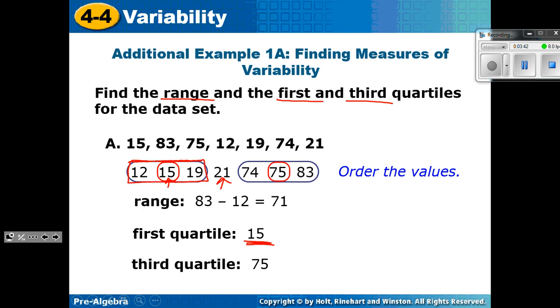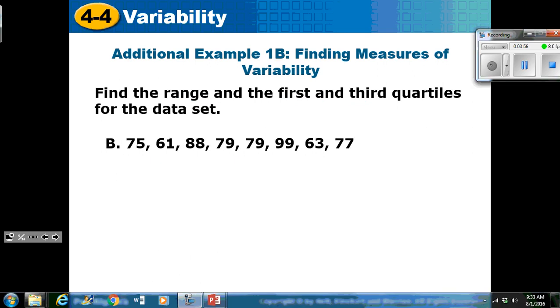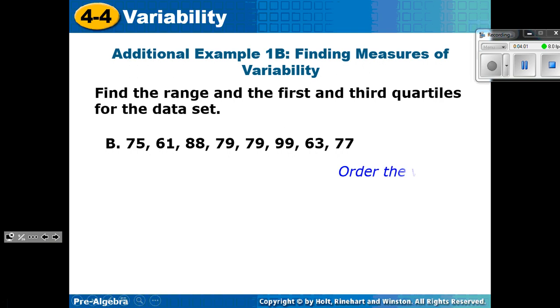Okay, then the third quartile is the median of the upper half. So here's your upper half. In the middle of it is 75. So the third quartile is 75. Okay, let's go ahead and do that again. Find the range and the first and the third quartiles.